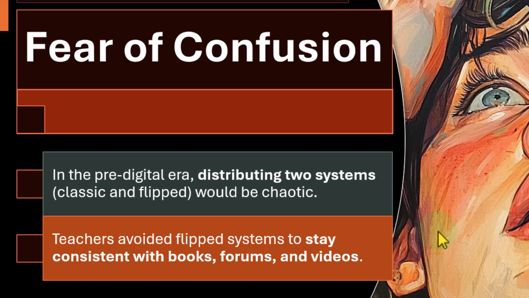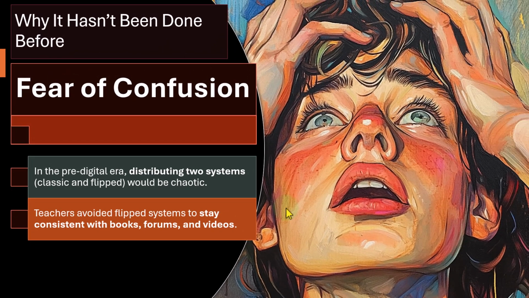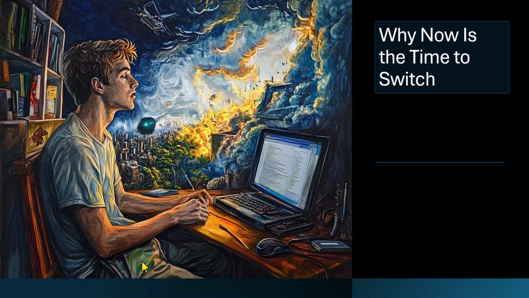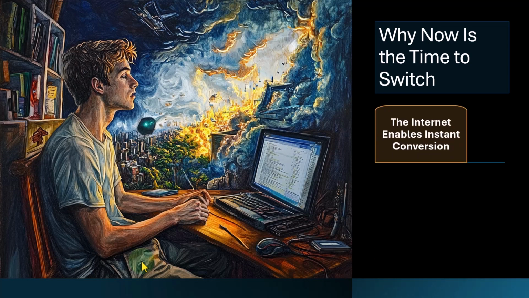The argument to me at this point is what's the best system, and then how do we bridge the gap so that we can bridge back and forth between the two systems. That, to me, we're at that point. If we're not there yet, we'll be there soon. So teachers avoided flipping systems to stay consistent with the books, forums, and videos. So why now is the time to change? So the internet enables instant conversion.